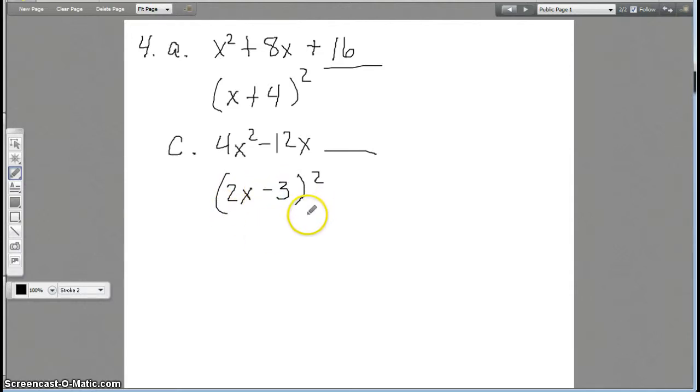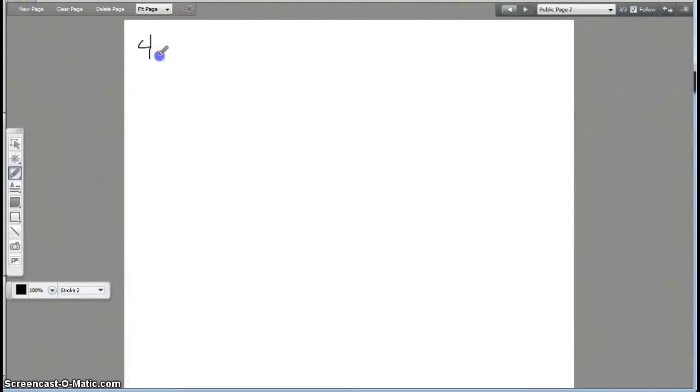So now we need to check it and make sure that what we have is right. We're going to square our first term. 2x squared is 4x squared. Okay, that works. 2 times 2x times negative 3 is going to give us negative 12x. So now we just need to square our final term. Negative 3, when you square it, is a positive 9. So that's the term that we need to add to make this the trinomial form of the square of a binomial. Okay, let's get a new page now and look at number 4, part D.